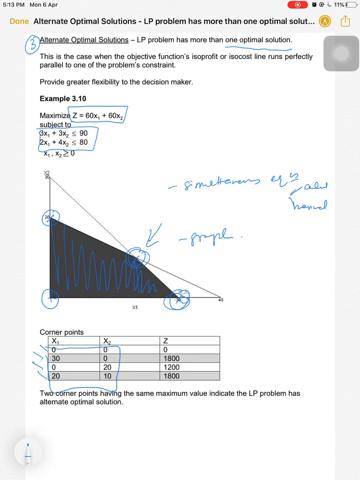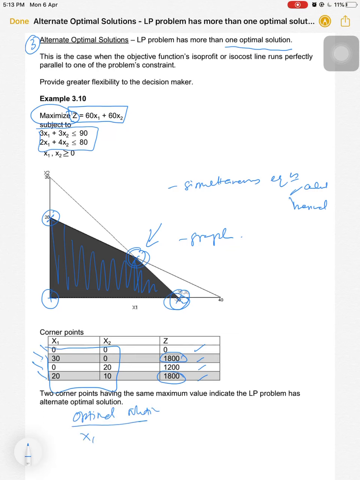So the first one, z is 0, then 1800, 1800, 1800. Our objective is a maximization problem, so we should choose the maximum z. Here for the maximum z, we have 2 values. That means we have more than one solution. Two corner points having the same maximum value indicate the LP problem has an alternate optimal solution. So state the optimal solution.